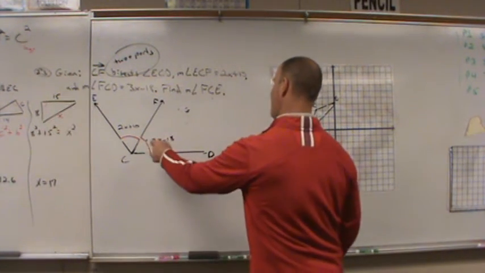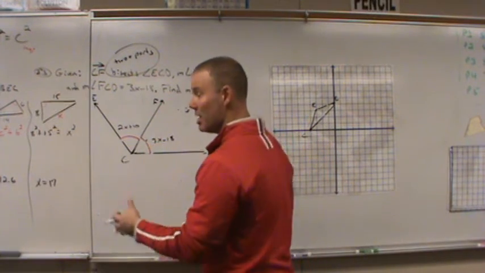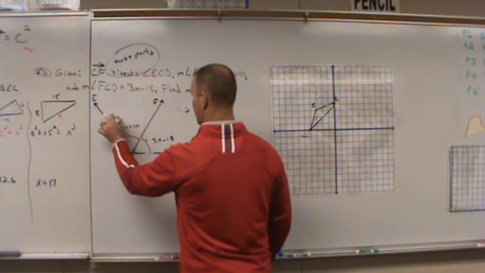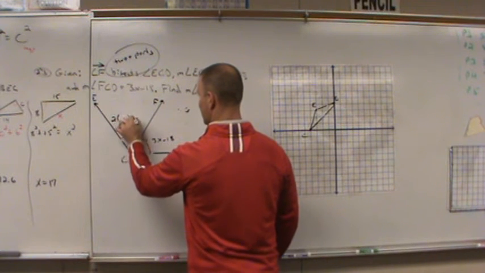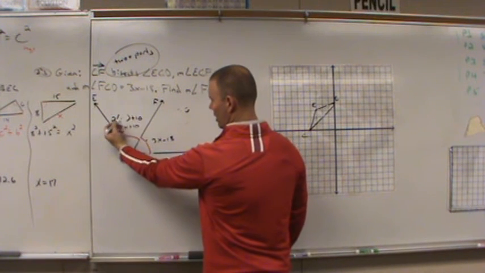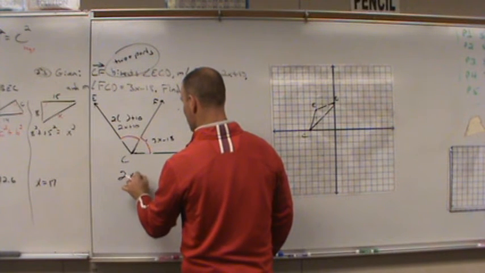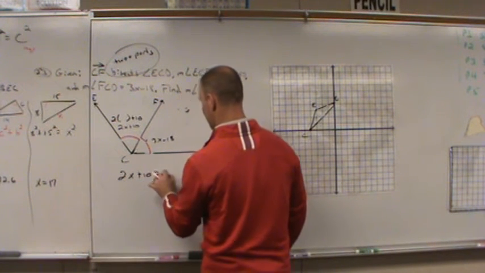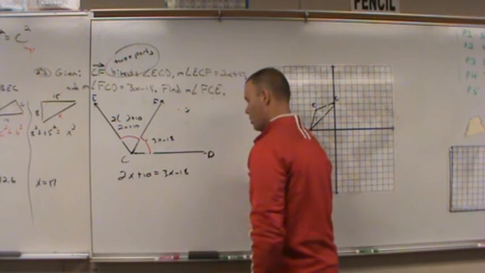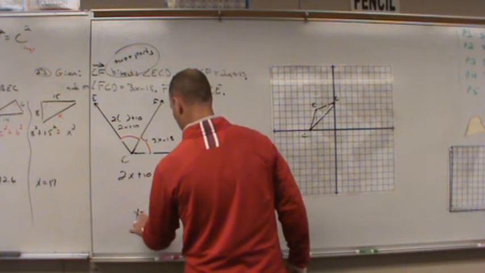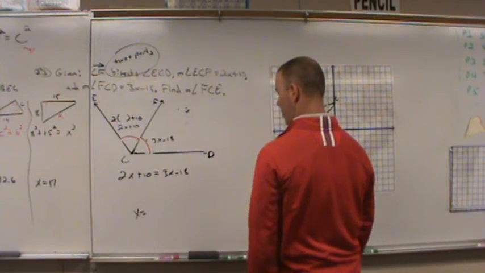How do I create a statement to solve for x? Because if I know x, I can just plug x in here, and I know the measure of my angle. Well, think about what they said. They are equal. So what does that mean? They're equal to each other. And you solve. So you can begin anywhere, one of four ways.